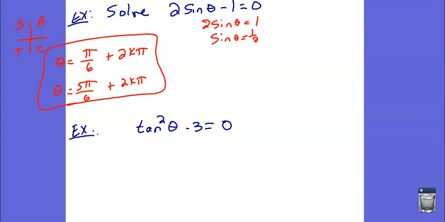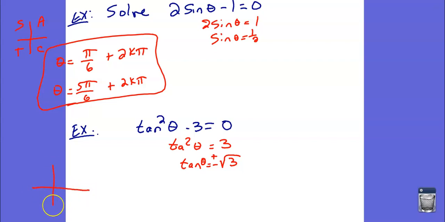And the same thing here, we're going to solve it like a normal equation. So we're going to take tan squared equals 3, take the square root of both sides. So tan theta is plus or minus the square root of 3. So where is tangent of theta the square root of 3?